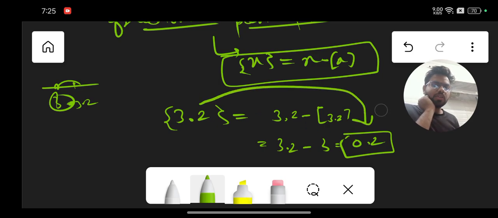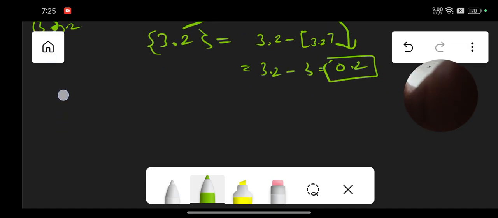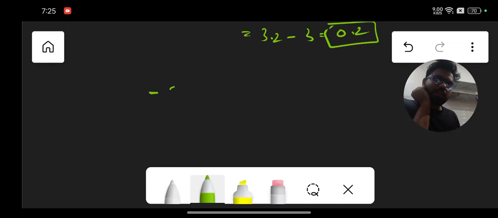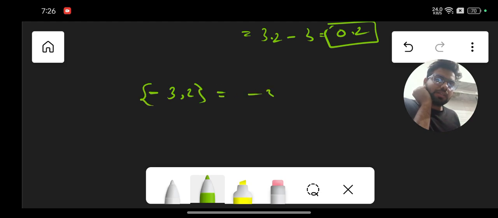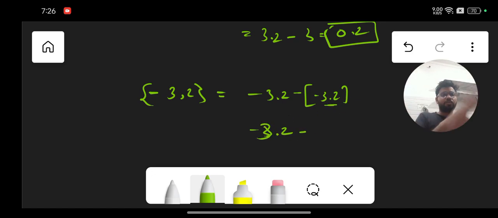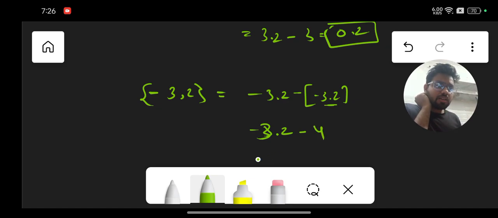Got my point? Suppose I take the same case for a negative number, minus 3.2. Then what is the value of it? Minus 3.2 minus [minus 3.2]. The value of [minus 3.2] will be minus 4. Now subtract it. Minus 3.2 minus minus 4, so what is the answer? Minus 3.2 plus 4 gives 0.8. I hope it's clear.